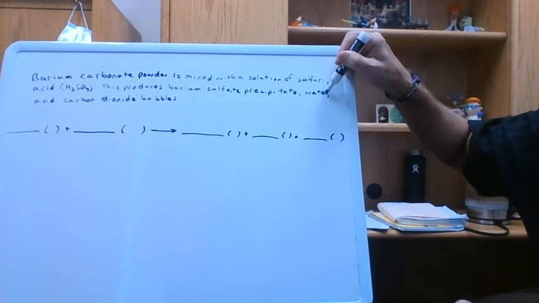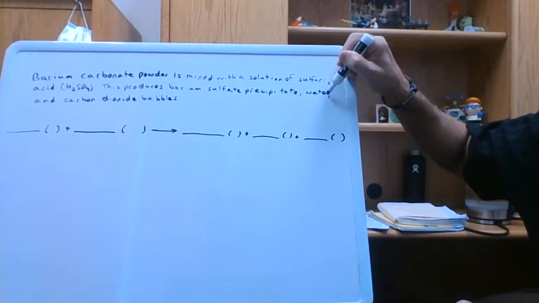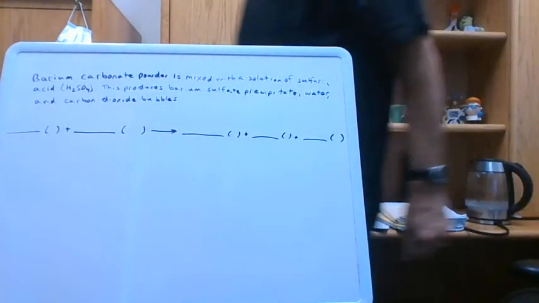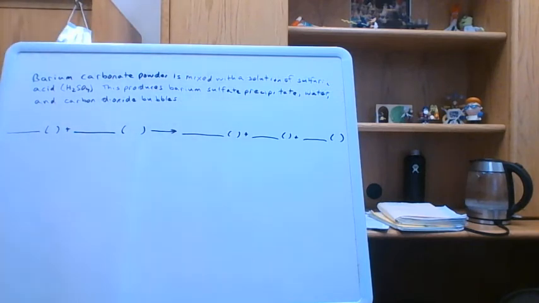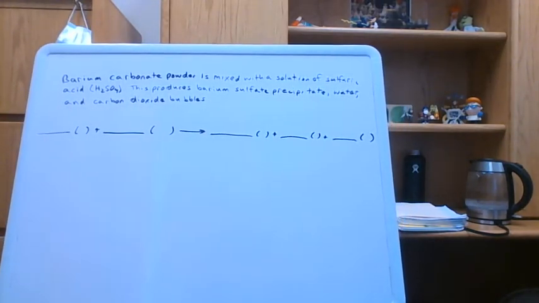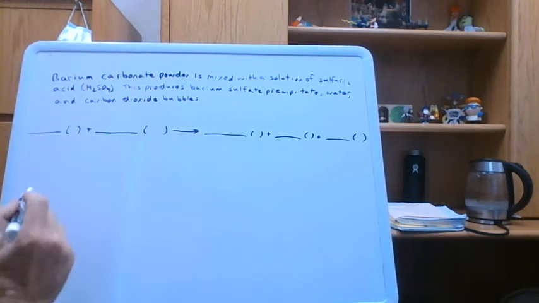So the problem here for a lot of people is you have to know your naming to be able to do this. So if you're having trouble with naming still, you need to brush up on your naming because you'll need to do some naming for the final exam. But first thing we want to do is look at this barium carbonate.